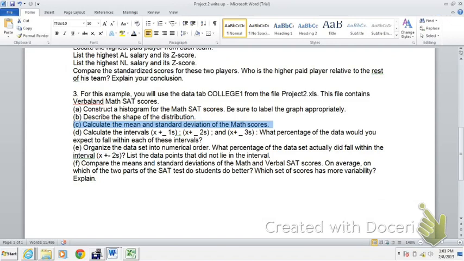Okay, and last but not least, I didn't compute all 3 intervals for you there, but you understand how to do it now. So, the mean plus or minus 1 standard dev, the mean plus or minus 2 standard devs, and the mean plus or minus 3 standard devs, you would compute all 3 of those intervals. So I did the first one for you. And then in Part E, organize the data set into numerical order, and what percent of the data actually did lie within the mean plus or minus 2 standard deviations. So according to the empirical rule, 95% of the data is supposed to lie within 2 standard devs. So how close is it?